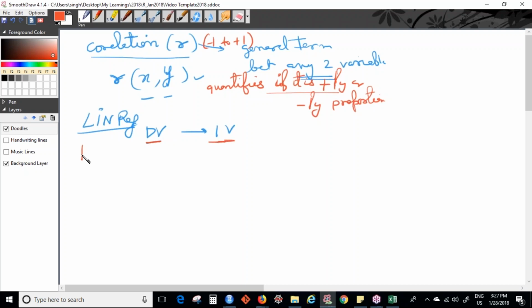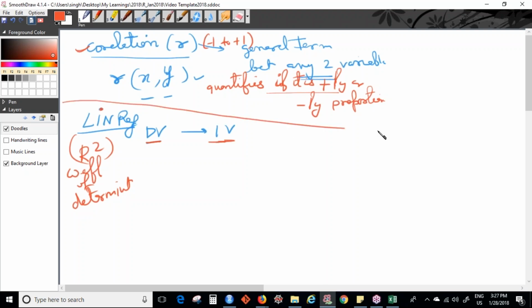You cannot find r square otherwise. So we are talking about r square here, the coefficient of determination. Capital R square is used only for these two specific quantities, not for any random variable, only when you are doing a linear regression. The small r is used in general, but this is used only with respect to linear regression.